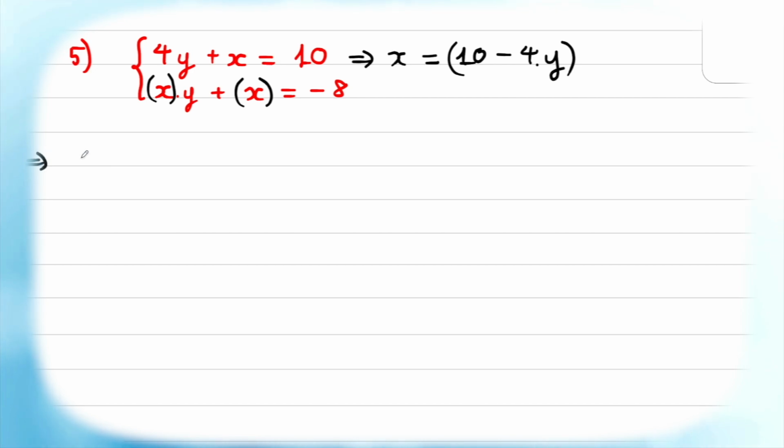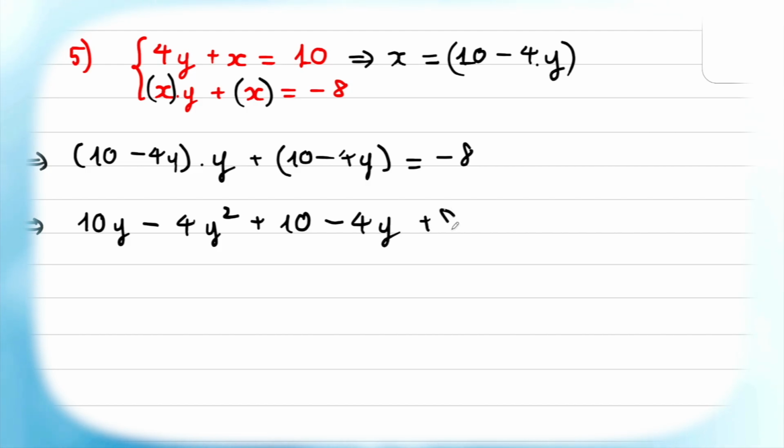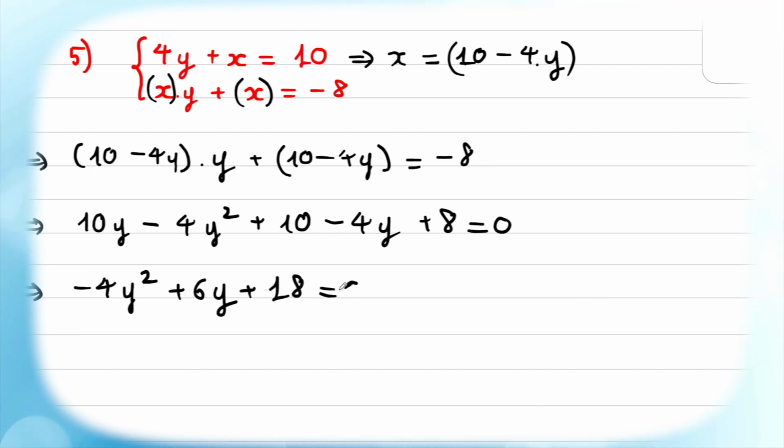Using the bracket, you got the first bracket will be 10 minus 4y multiply y. And the next one, you got 10 minus 4y. After that, you got plus 8 here. And for this one, 10y minus 4y squared plus 10 minus 4y plus 8 equal to 0. And for this one, minus 4y squared plus 6y plus 18 equal to 0.